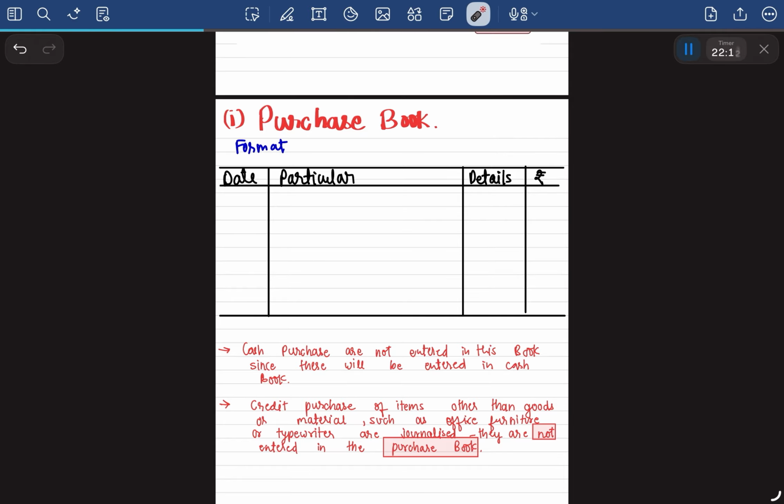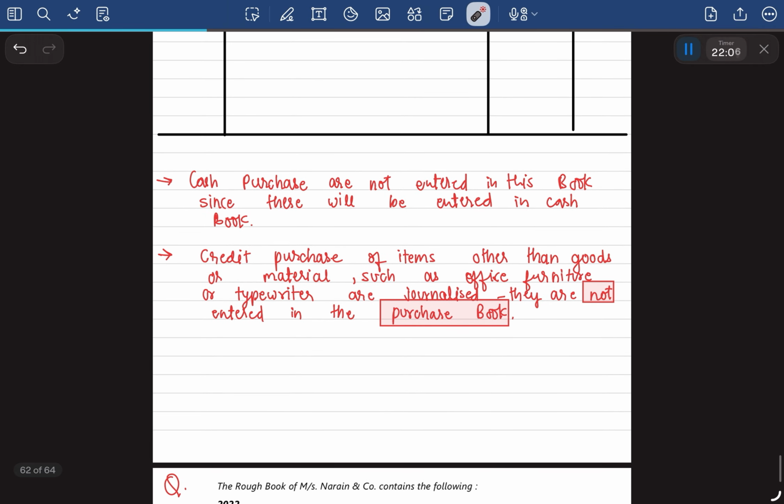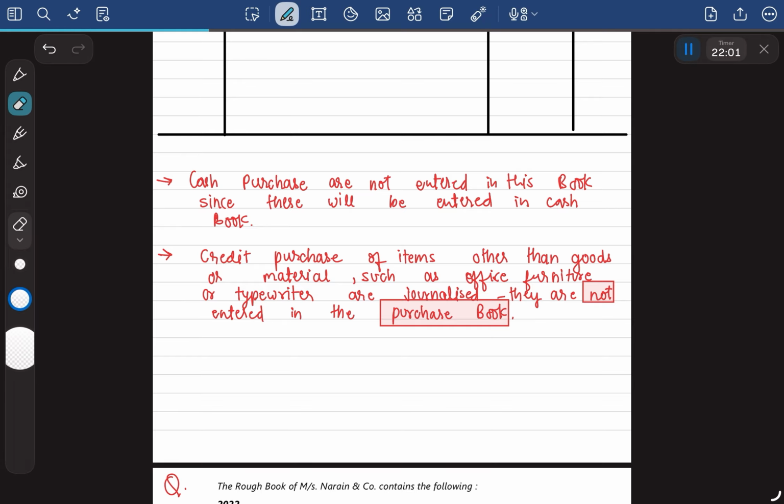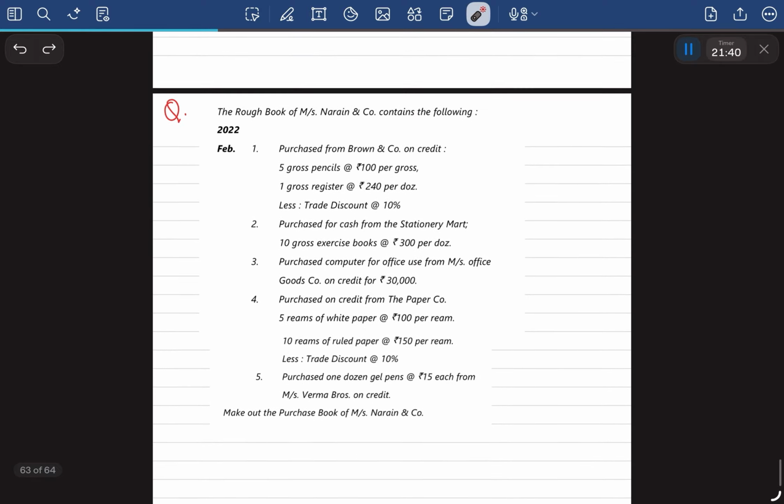So purchase book format: date, particulars, details and amount. We can customize it. In purchase book we are not going to record cash transactions. Cash purchases we will record in cash book. In this book we record credit transactions of goods. Anything other than goods we will not record here, we will record it in general proper. So let's start solving this question.